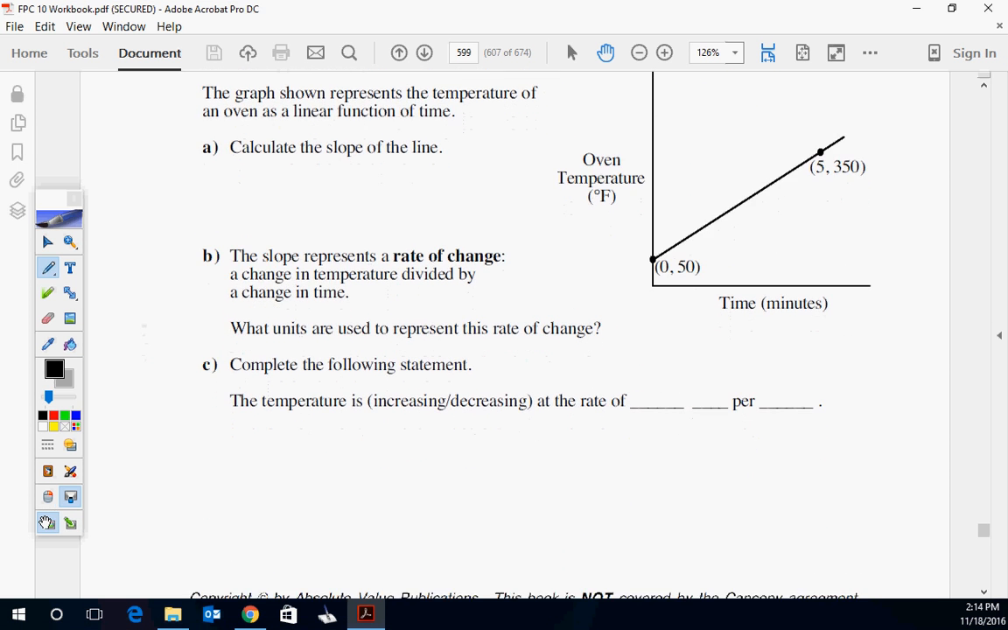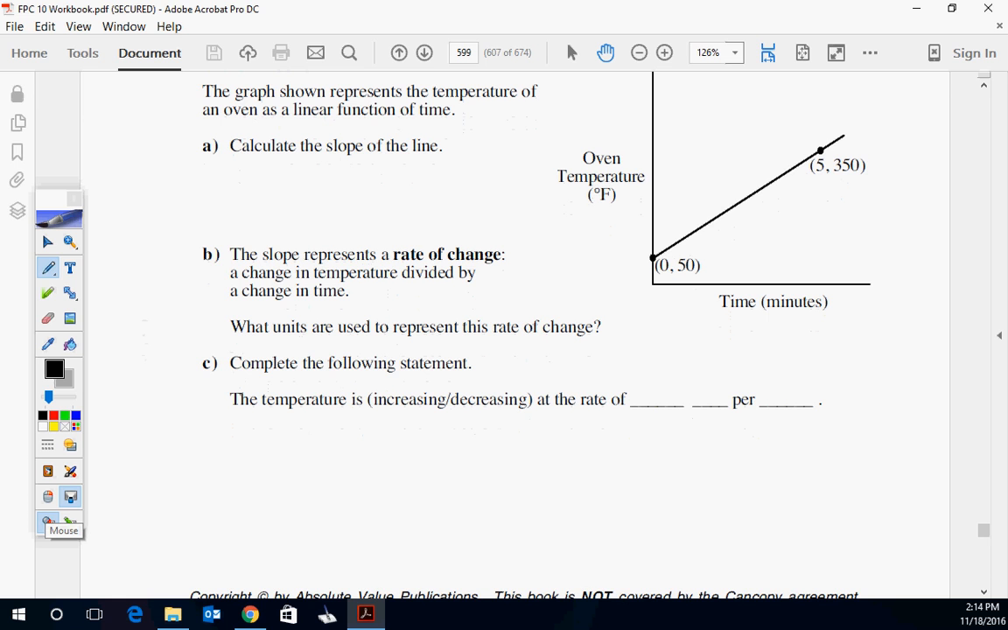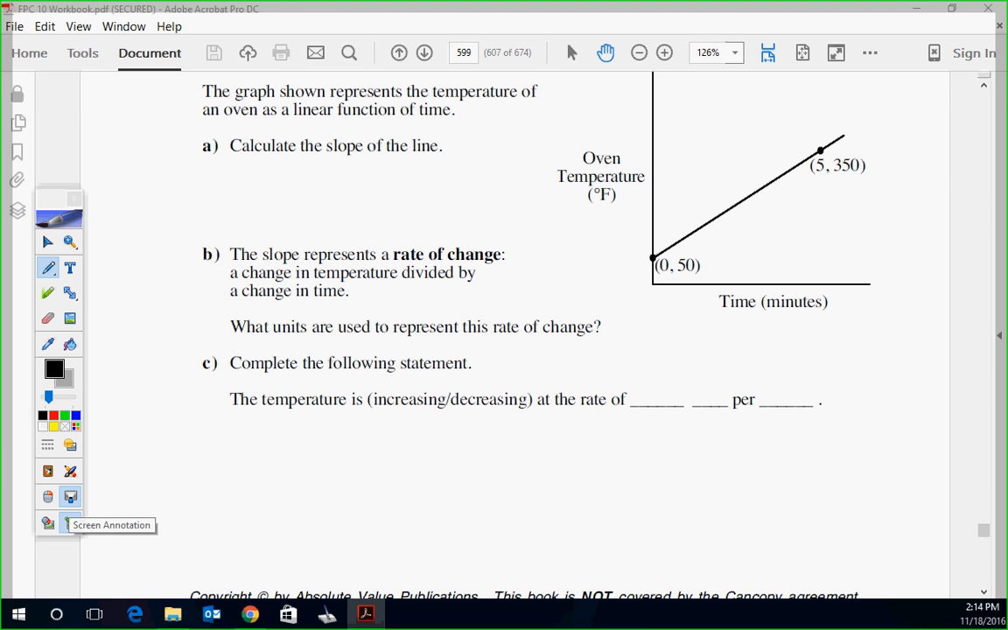Okay, number 2. The graph shown represents the temperature of an oven as a linear function. So when you're heating up an oven, calculate the slope of the line again. Okay, 350 minus 50 over 5 minus 0. 300 over 5 equals 60.